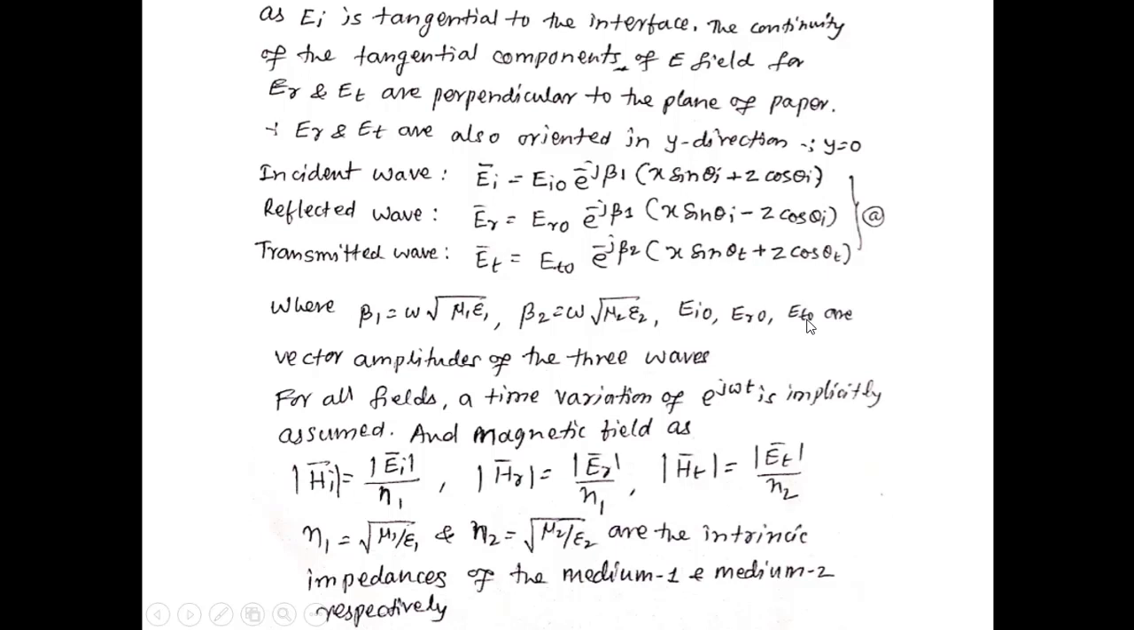E_I0, E_R0 and E_T0 are the vector amplitudes of the three waves. For all fields, a time variation of e^{jωt} is implicitly assumed, and the magnetic fields are H_I bar equal to E_I bar divided by η1, H_R bar equal to E_R bar divided by η1, H_T bar equal to E_T bar divided by η2, where η1 equals square root of μ1 divided by ε1 and η2 equals square root of μ2 by ε2 are the intrinsic impedances of media 1 and media 2 respectively.